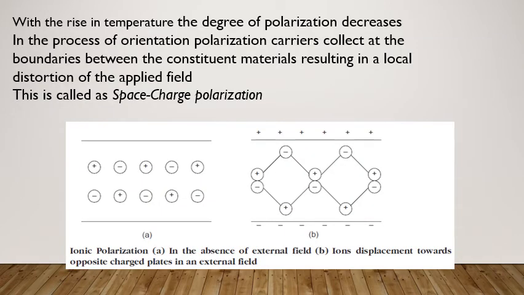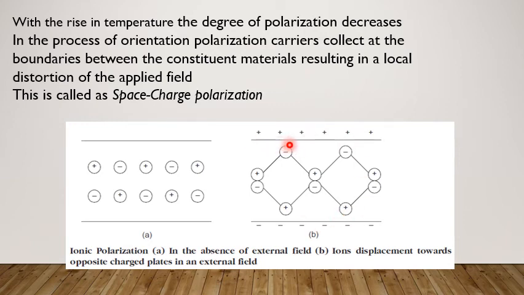With a rise in temperature, there is space charge polarization. How does space charge polarization take place? With a rise in temperature, the degree of polarization decreases. At high temperature, there is less polarization. In the process of orientation polarization, which we studied in the previous slide, carriers or molecules collect at the boundaries between the constituent materials. These are the boundaries of these materials.